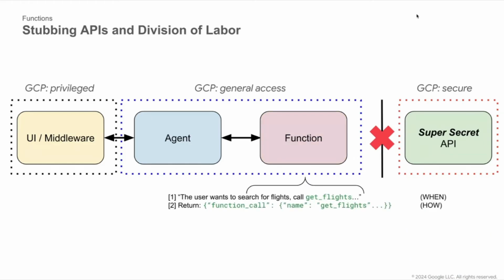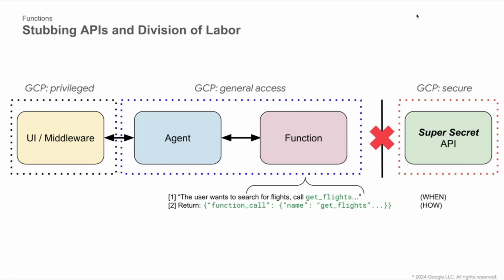We can use a concept called functions or function calling. Now, essentially, functions are a subset of extensions. Functions define the when and the how, but they don't ever define the what to expect. The reason is that the function is not actually making the API call. The function is mocking the API call, right?